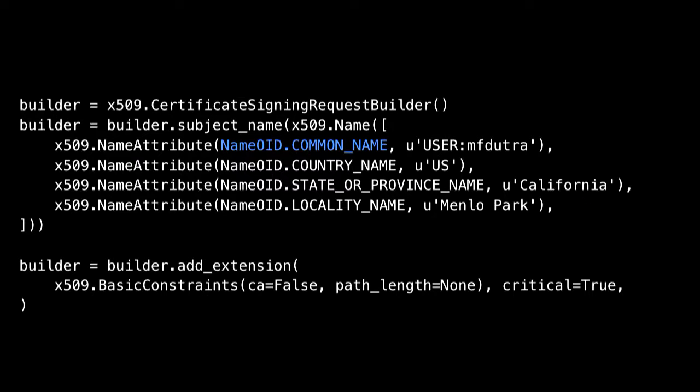So I use the builder. You notice the pattern is not very clear, so I need to reassign the builder all the time. That's because the builder object is immutable, so we can't change it. Whenever you call builder.subject_name or builder.add_extension, that actually returns a new builder object. That seems very strange, but anyway, it's the way it's been implemented, so there's probably a reason for that.